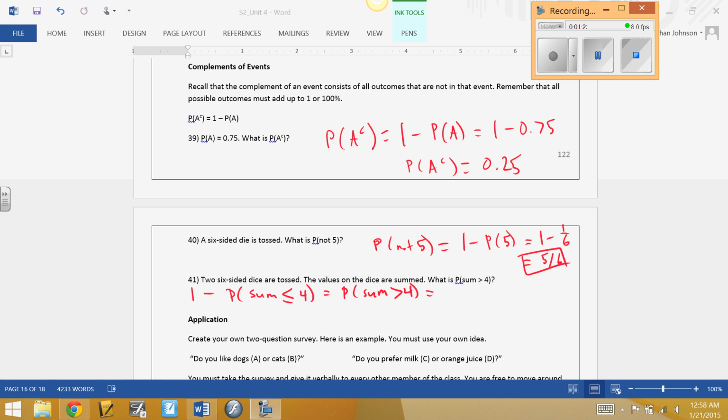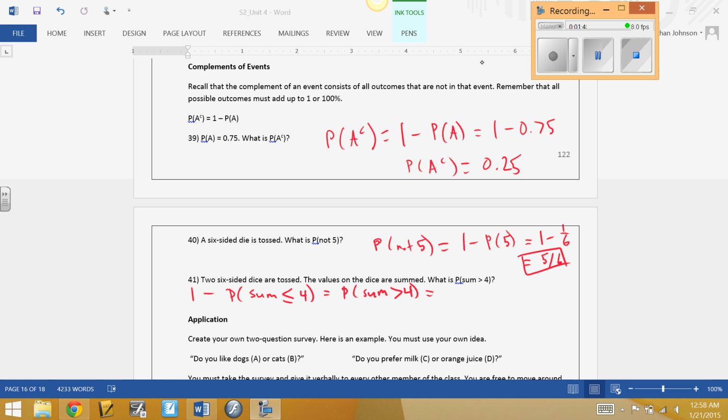41 is a little more complex, but I'm going to leave this one to you to do. Finding the probability that the sum of rolling 2 dice is greater than 4 is the same thing as saying 1 minus the probability of rolling a sum that's less than or equal to 4. This will get rid of all the possibilities that aren't sums greater than 4. And whatever's left over will be the answer to this.